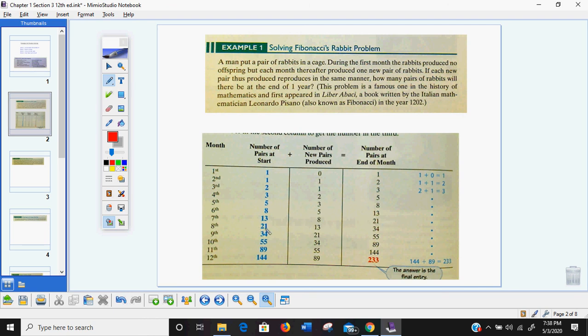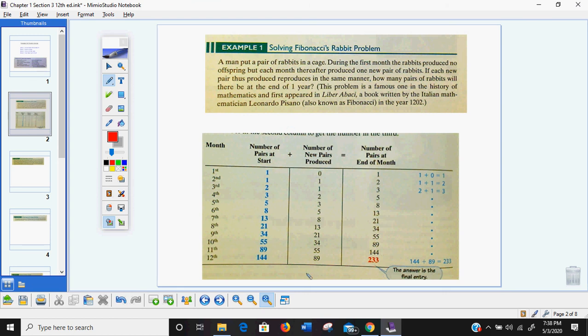Start with 21 on the 8th month. 13 reproduced. So you have 34. Start with 34 the next month. 21 of those will reproduce. And add that together, you have 55. On the 10th month, you start with 55, you end up with 89. The 11th month, you start with 89, you end up with 144. And on the 12th month, at the end of it, you have 233 pairs.